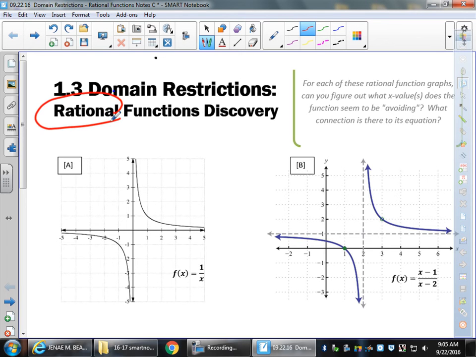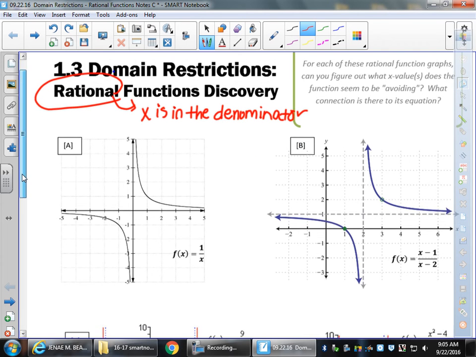Rational functions. Highlight that word. All that means is x is in the denominator. We're going to look at them right now. This is a brand new kind of function. You've never looked at these in Algebra 1. This is officially Algebra 2 right here.